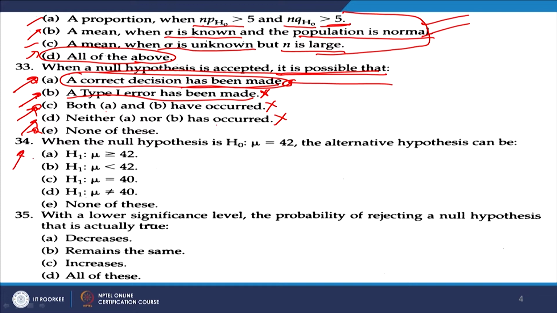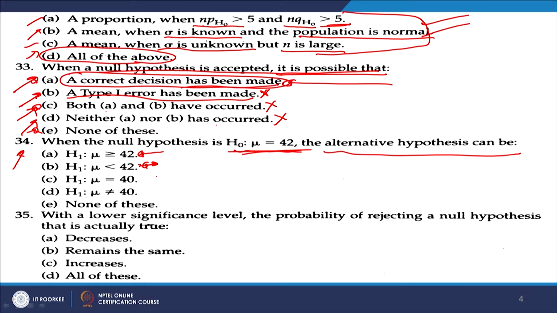Let us look at the next question, 34. When the null hypothesis is mean equal to 42, the alternative hypothesis can be... this is a very good question. So, it will help you in framing null and alternative hypotheses. So, when the null hypothesis is that mean is equal to 42, the alternative hypothesis is mean equal to 42, or greater than 42, less than 42, the second option.